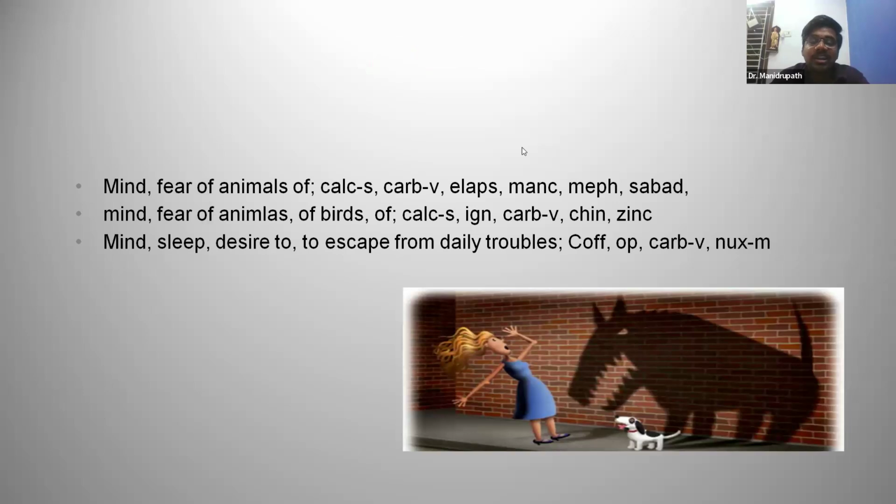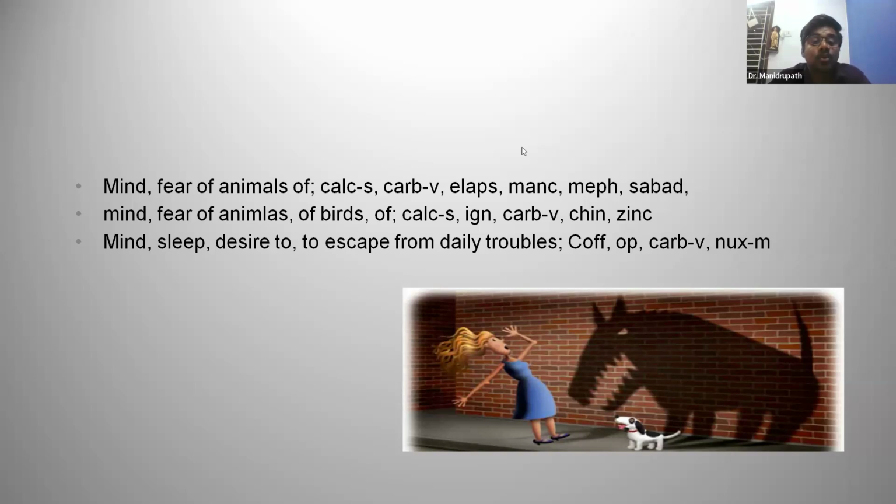Animals, fear: Carbo veg is there, Elaps, Mancinella, Mephitis having icy coldness, Sabadilla. This remedy works in almost all winter seasons with a lot of watery discharge, coryza, cough, cold. Sabadilla works well, 30C. And Sabadilla is a mixture of Veratrum, Arundo, Ambrosia. Remember this. Fear of animals, of birds, in that Carbo veg is there.